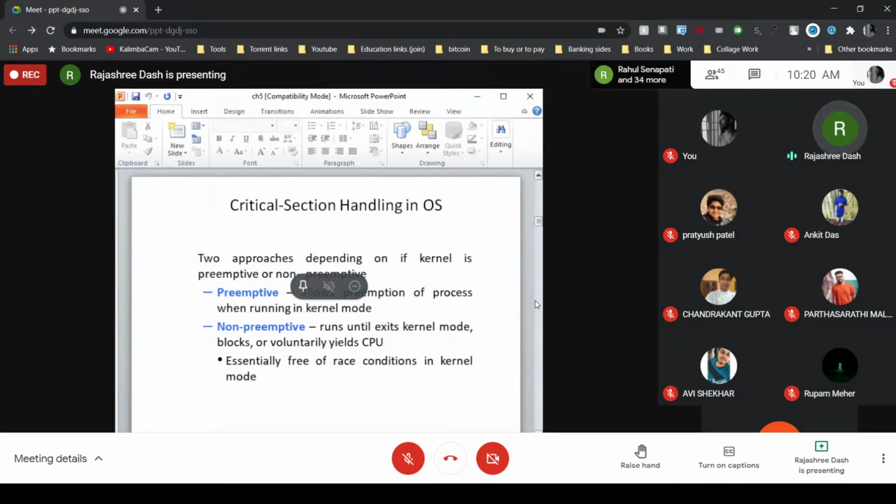As the non-preemptive kernel does not allow preemption, a kernel mode process will run until it exits kernel mode, blocks, or voluntarily yields control of the CPU. So your non-preemptive kernel is always free from race conditions. Remember, while one process is executing in kernel mode, no other processes are allowed to enter. Whereas in a preemptive kernel, it is allowed.